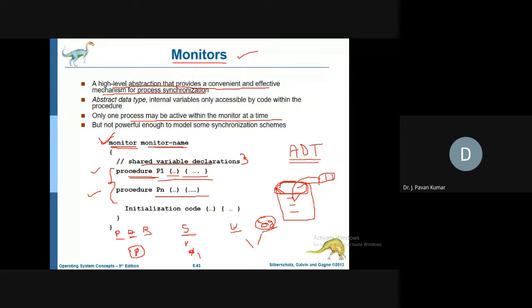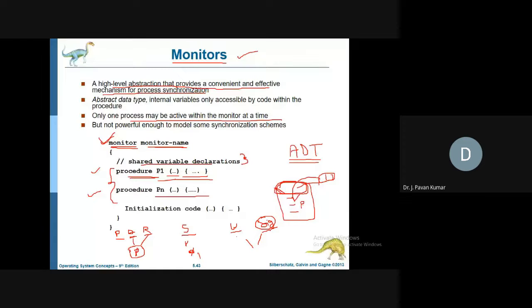This is the problem. So it may result that both the processes can enter into the critical section at a time. So how we can avoid this is, in the monitor, only one process at a time can be active. Whenever the active process has completed its execution and is coming out, it will give a signal operation.